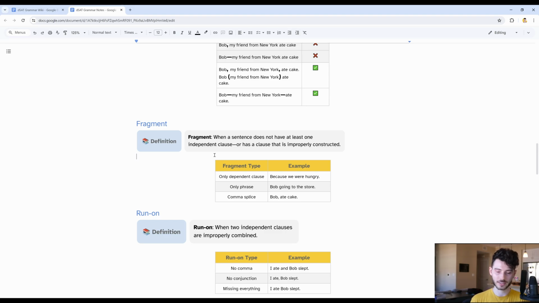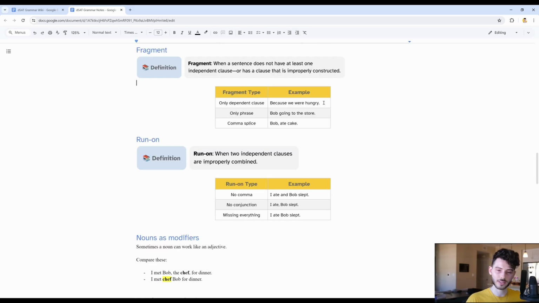Fragment is you have a sentence that doesn't have an independent clause at all, because every sentence that's correct needs to have at least one independent clause. The other option is that it's just somehow improperly constructed. Only dependent clause, because we were hungry. This is a fragment. No verb. Bob going to the store. Remember, ing is not a verb. You can't use this to make a sentence. Comma splice, Bob, comma, a cake. That is a type of fragment also. Those are the fragment types.